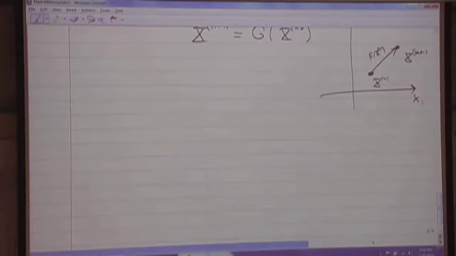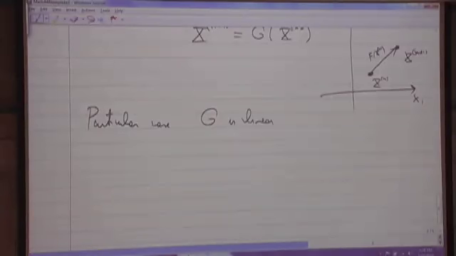But let's talk about a particular case, and then we're going to talk about an exact model. A particular case is when G is linear. That is, f is linear.